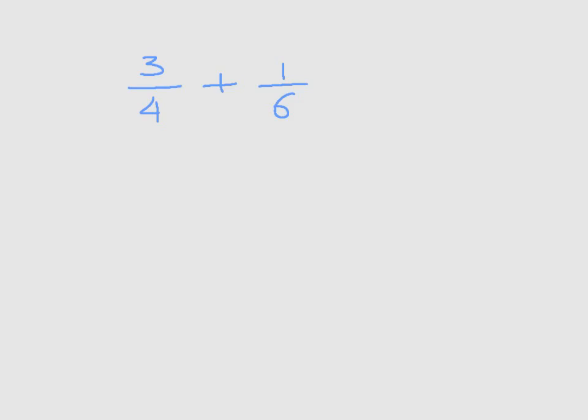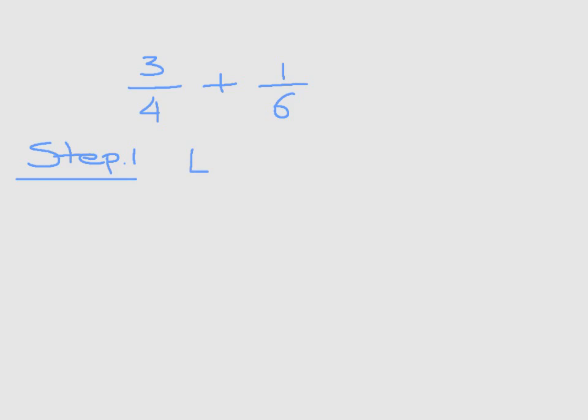Let's see how to add 3/4 to 1/6. We're going to do this using a three-step method. The first step, which we call step 1, is to find the least common multiple of the two denominators that we have. In this case, the denominators are 4 and 6.